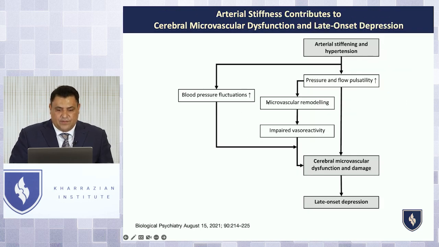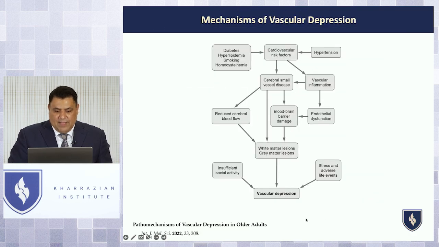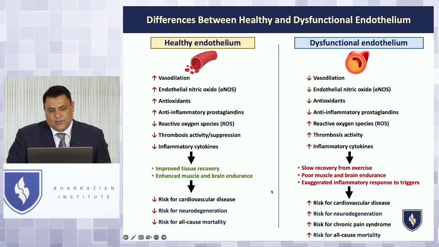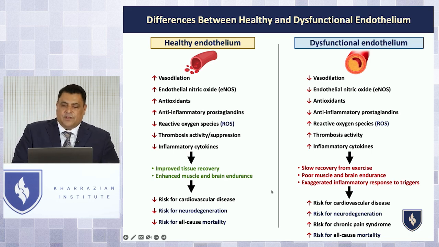Blood pressure fluctuations and arterial stiffening from high blood pressure can lead to damage to the blood vessels in the limbic system, which can then lead to depression. There's even a term that's now being used called vascular depression. Now, this is just a chart that shows the differences between a healthy endothelium and a dysfunctional endothelium.